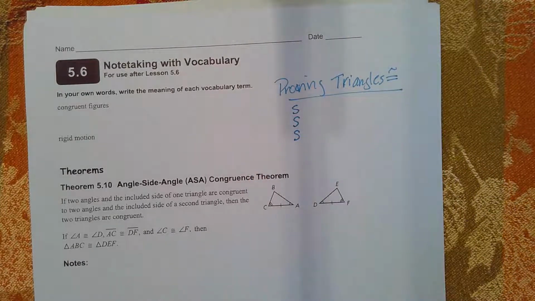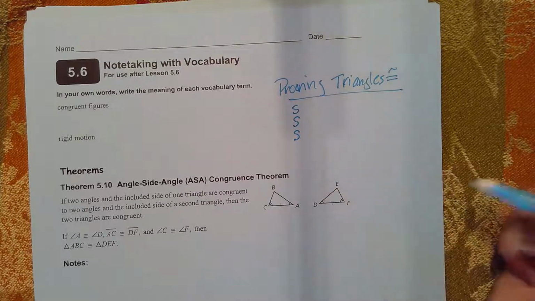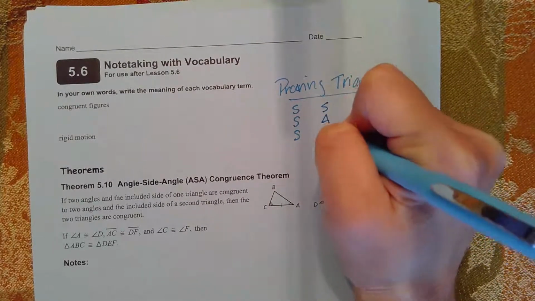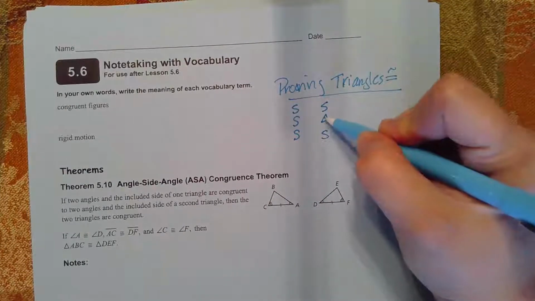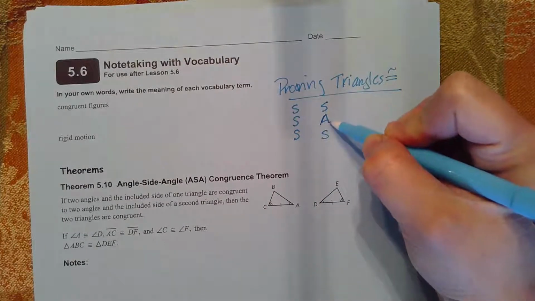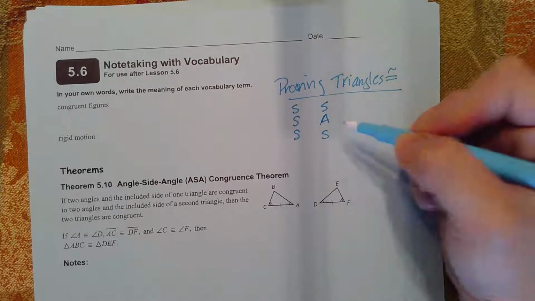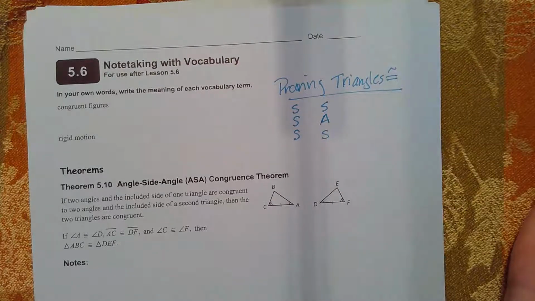So that's where if you can show that all three sets of sides of two corresponding triangles are congruent, then the triangles are congruent. You have side, angle, side. So again, what this means is you have two sides and then the angle that makes up the two sides. So the angle in between, if you can show those three sets are all congruent, then the triangles are congruent.